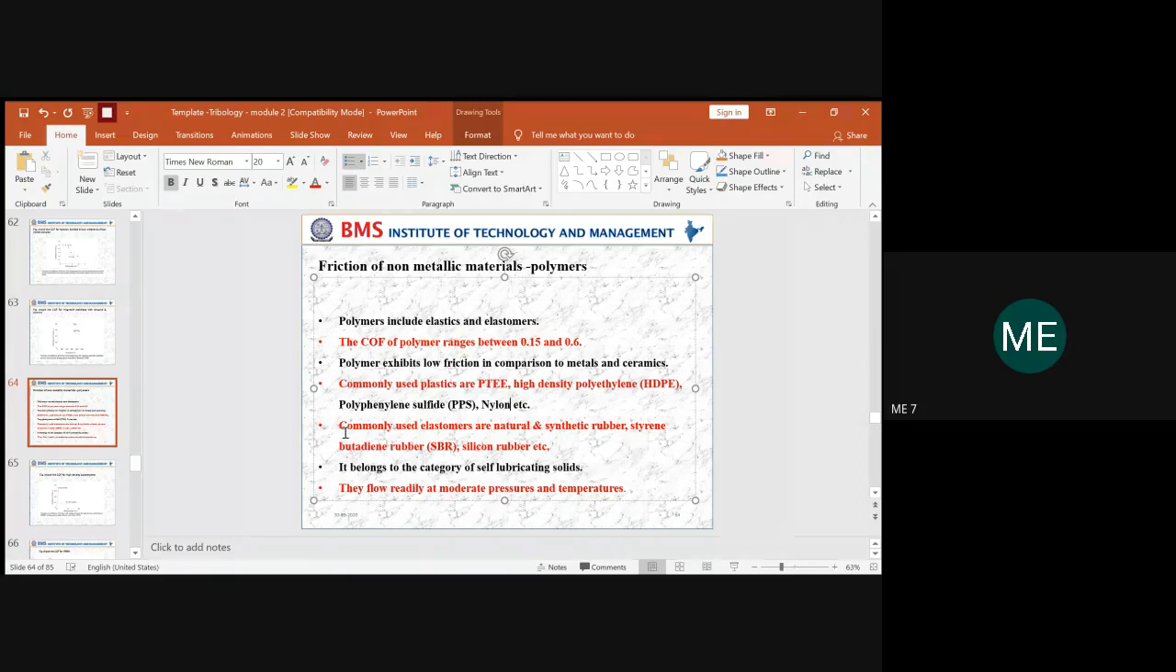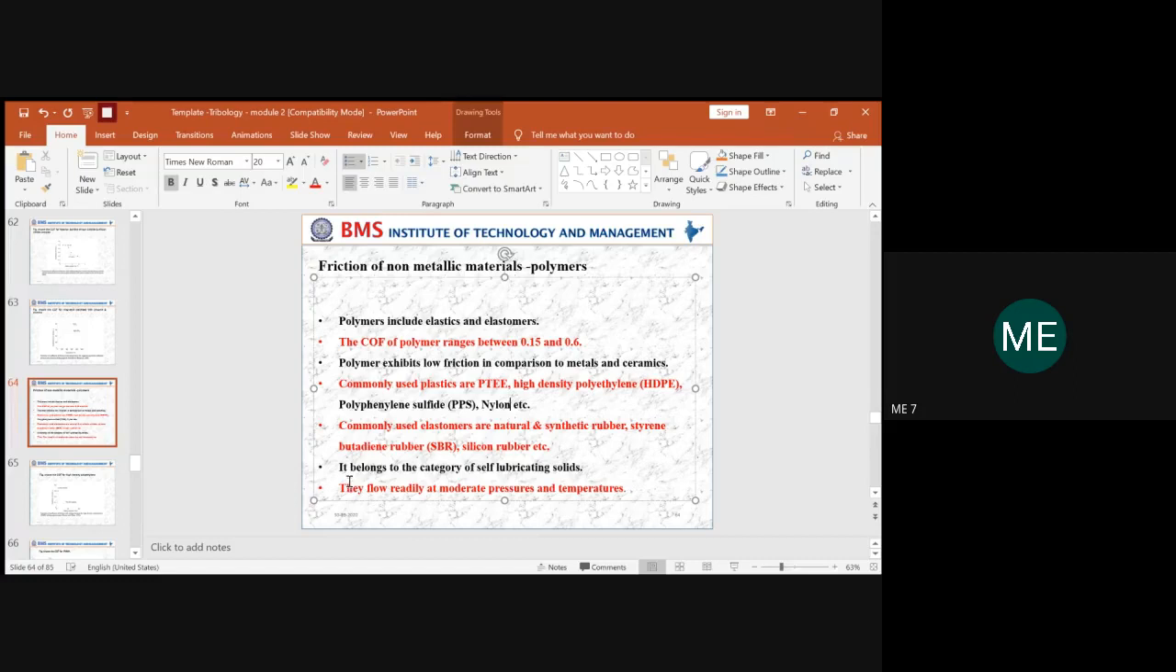And next thing you have to understand is, apart from this, the commonly used elastomers also. These are naturally available; we call it natural rubber, and synthetic rubber as well. And some are prepared by using butadiene, so then you call it butadiene rubber. Apart from that, we have silicone rubber also. So these are tailored rubbers made by mankind.